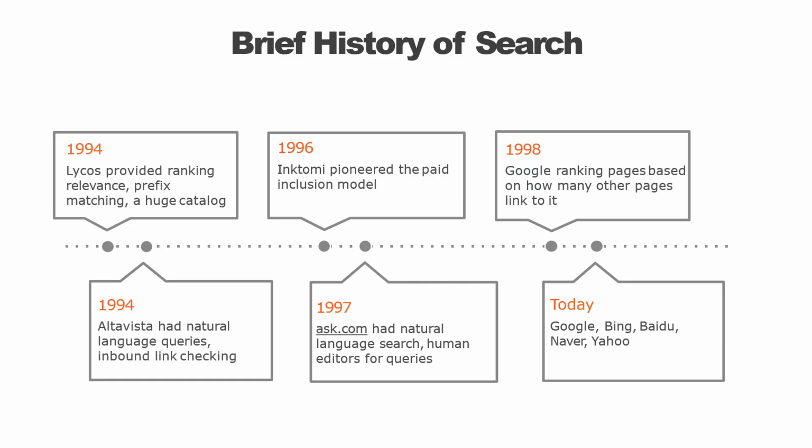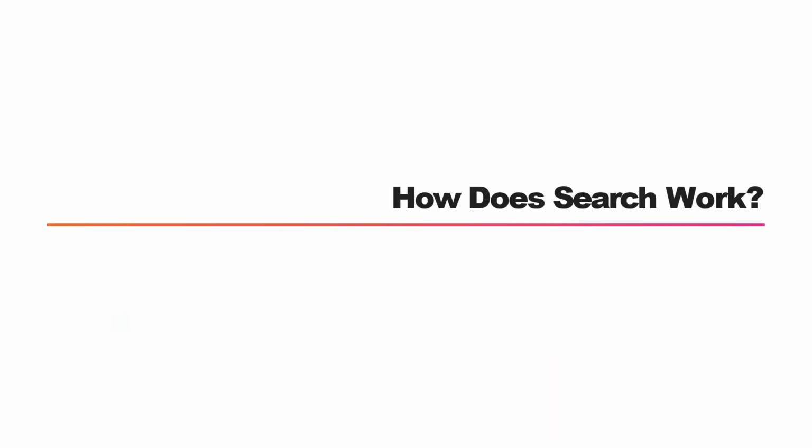I think in 1994 Lycos also started search based on ranking and matching and all stuff like that. AltaVista got introduced in 1994. Inktomi, a pioneer in the paid inclusion model, 1996. Ask.com, 1997. Google, 1998, and today we have multiple search engines: Google, Bing, Baidu, Naver and Yahoo. So all these search engines we have. The question is, how does search work?